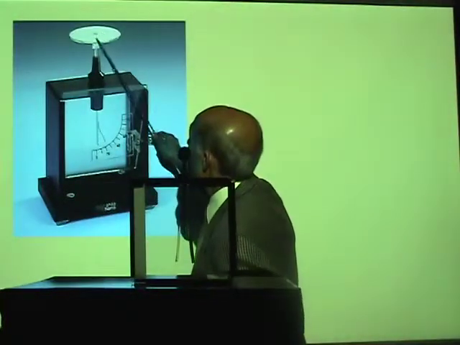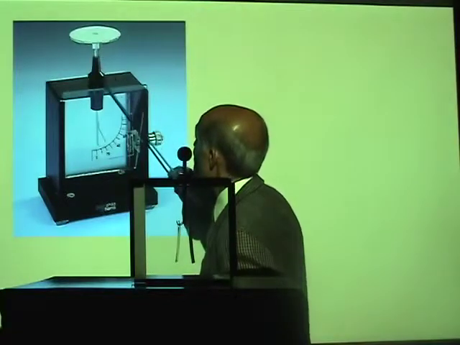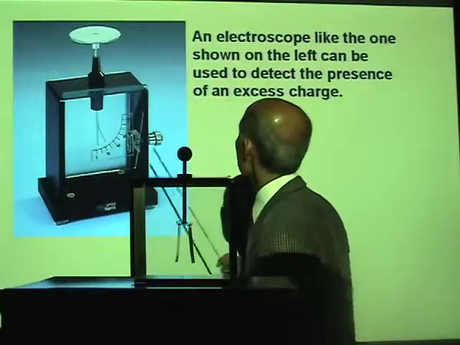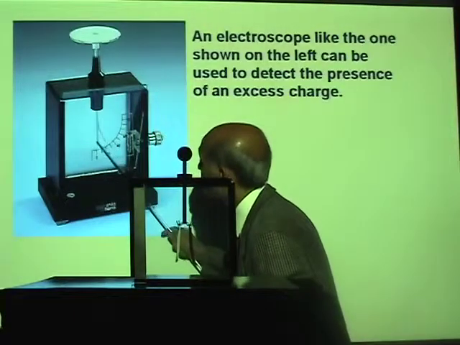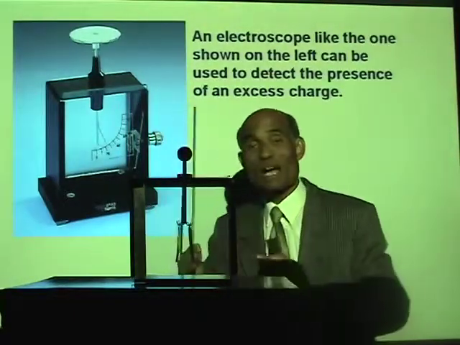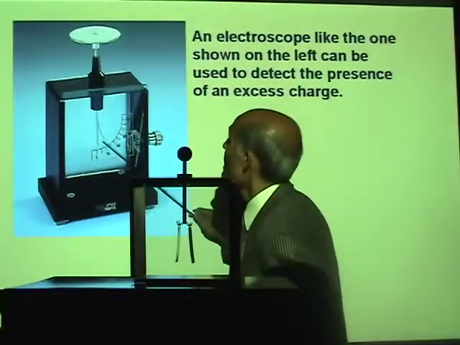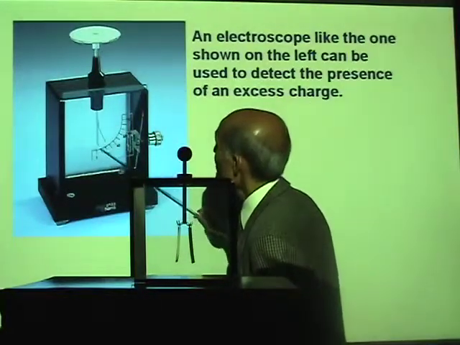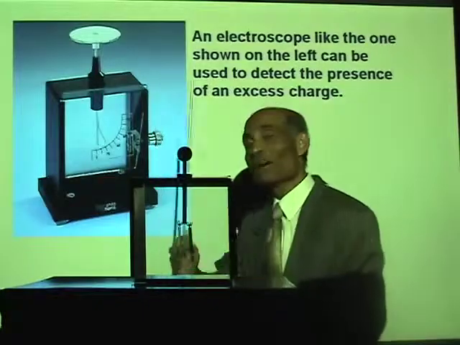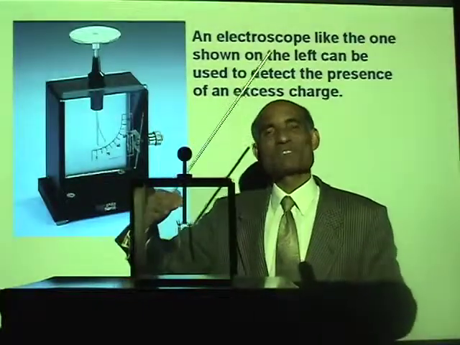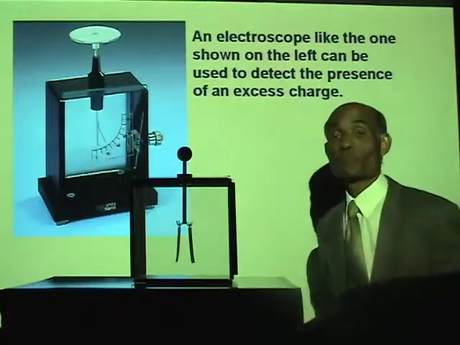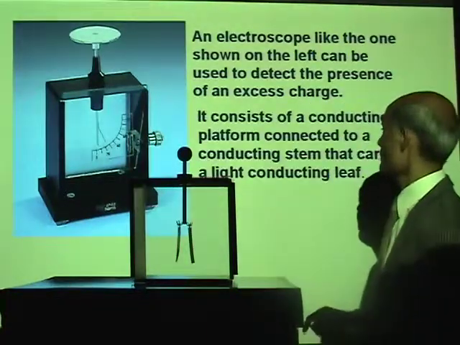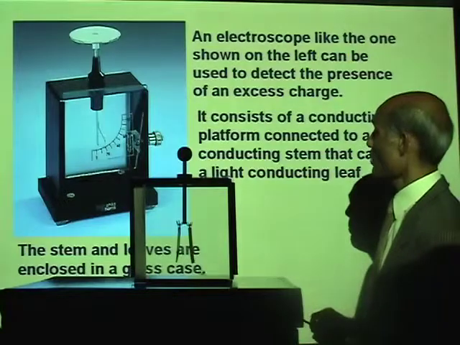And when you keep some excess charge there, it will spread through the stem and the leaf, and this part of the stem will have the same kind of charge. The leaf will diverge. And actually, here's a scale. You can measure the extent of divergence. That will give you a measure of the amount of excess charge. Alright, we talked about all that.